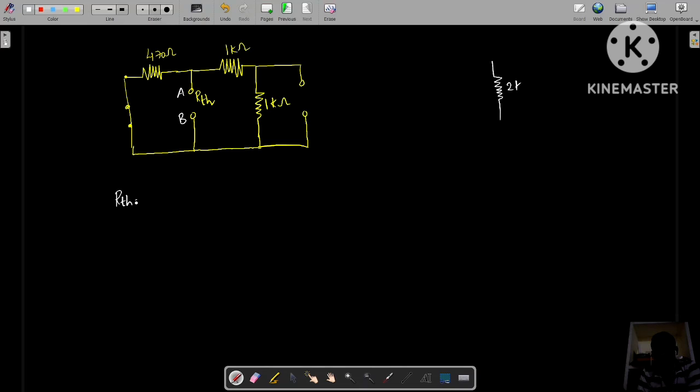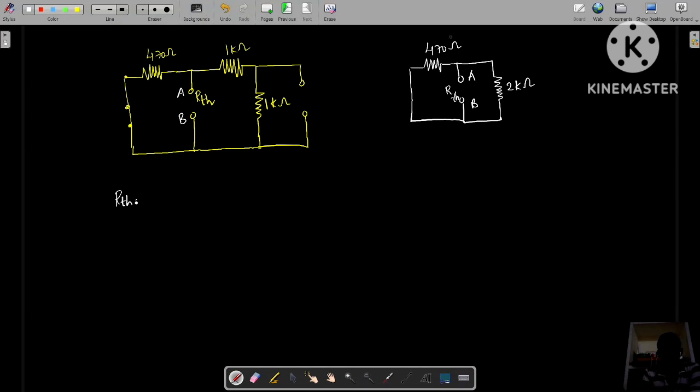Let me draw this 2 kilo ohm resistance here and open circuited terminals. The series connection of 1 kilo ohm and another 1 kilo ohm is replaced with a single resistance of 2 kilo ohm. And what is the other resistor? 470 ohm resistor. Now connect this to this. This is terminal A, this is terminal B. The resistance across these two terminals is RTH, Thevenin resistance.